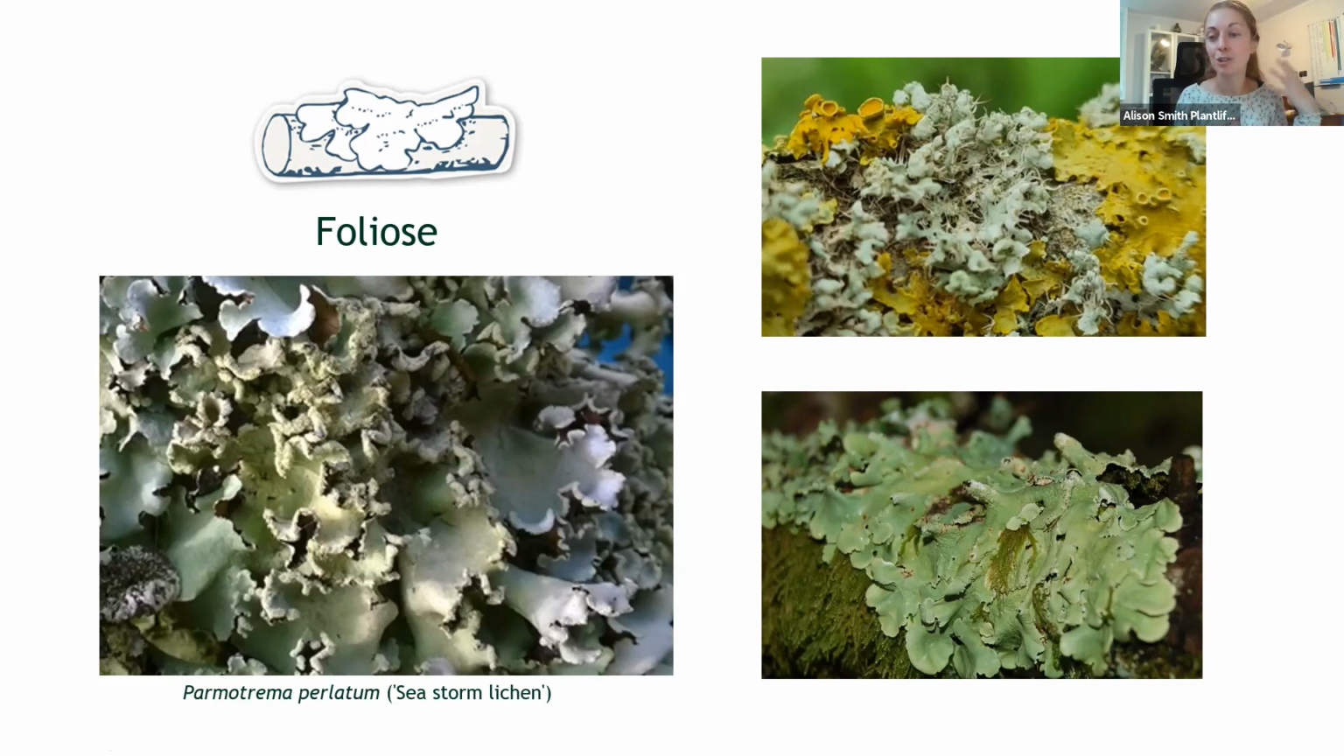So as well as reproducing asexually, as we saw on the sea storm lichen, lichens can also reproduce sexually, and the fungal partners produce spores. They send out spores, hundreds and thousands of spores into the atmosphere, which then need to meet up again with their correct photosynthetic partner to form the lichen. I'm going to talk a little bit more about that in a moment.